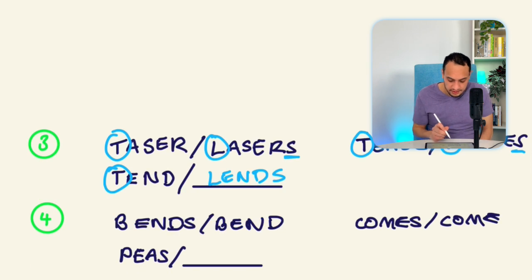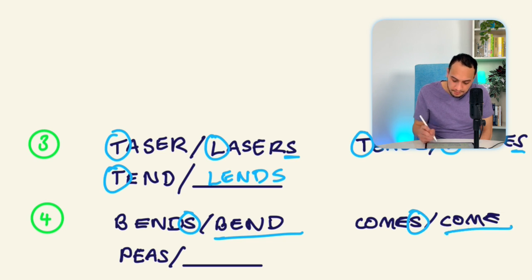In this one, we're again just taking away an S, so it's fairly straightforward. So we've got bend, bends, and bend. You can see here the S is missing from bend. We've got comes and come. So the S is missing from there, and then we've got P's, and that will become P because we've got an S missing.